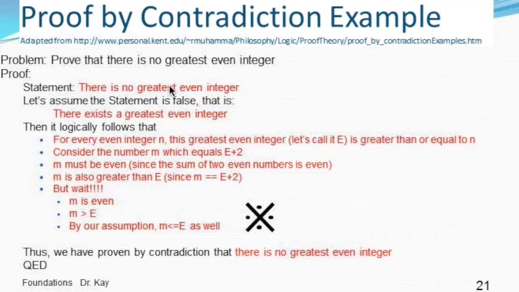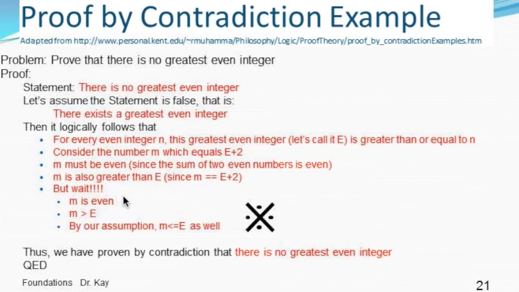So you say my statement, there is no greatest even integer. And then I write, let's assume the statement is false. That is, there exists a greatest even integer. Then it logically follows that, right? And here's my proof. For every even integer n, there must be some greatest even integer, so we're going to call it e, must be greater than or equal to n. And now let's think about the number that I'm just going to call m, which equals e plus 2. Well, m has to be even, since the sum of two even numbers is even. m must also be greater than e, since m is the same as e plus 2.